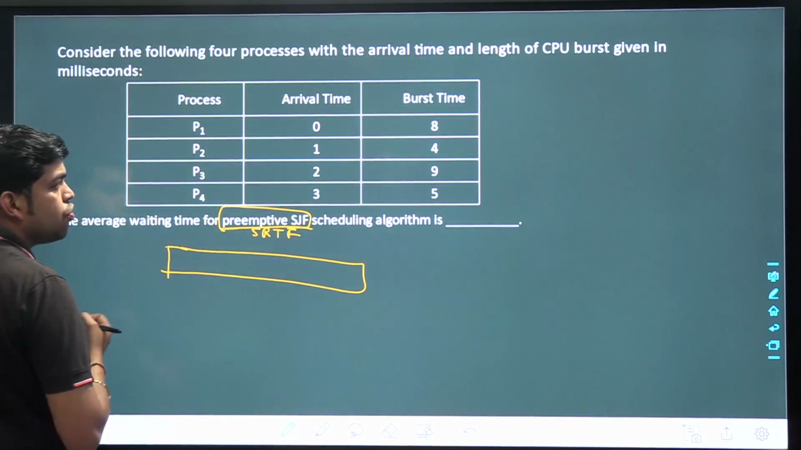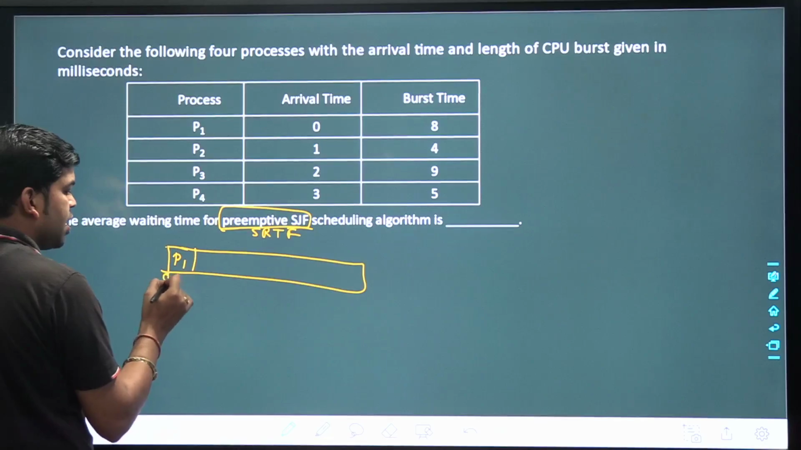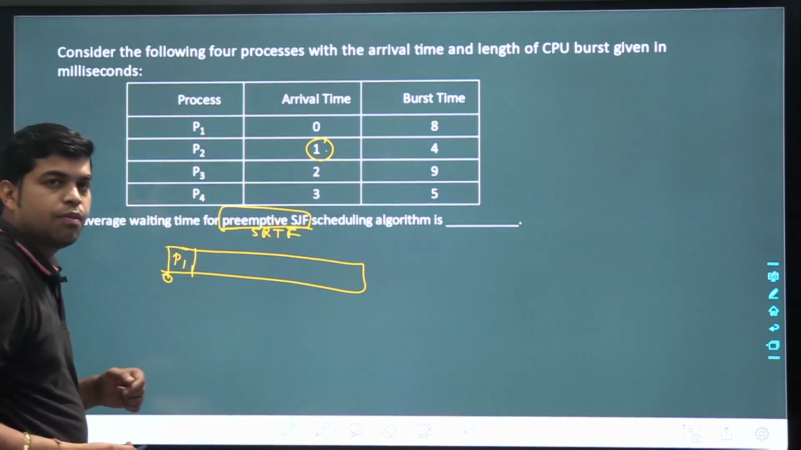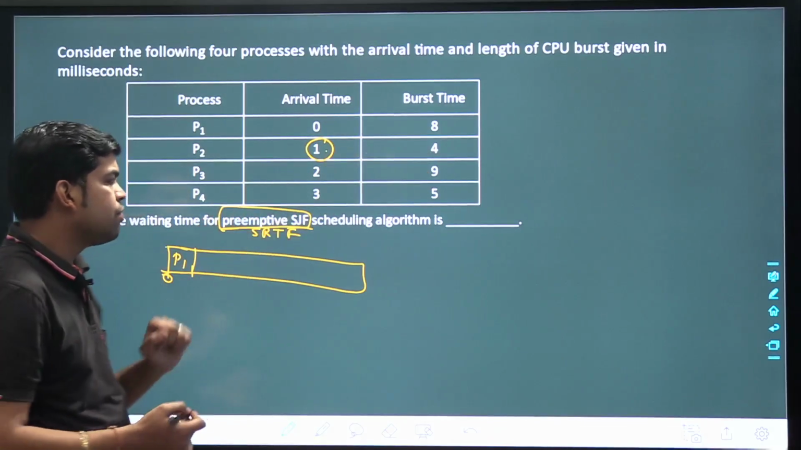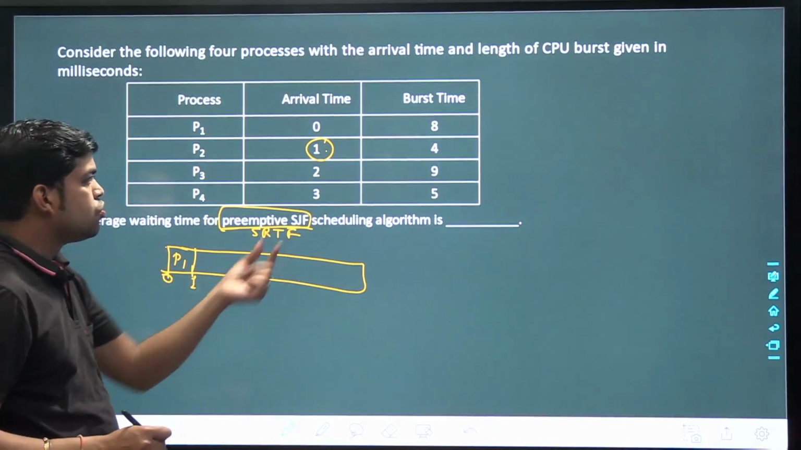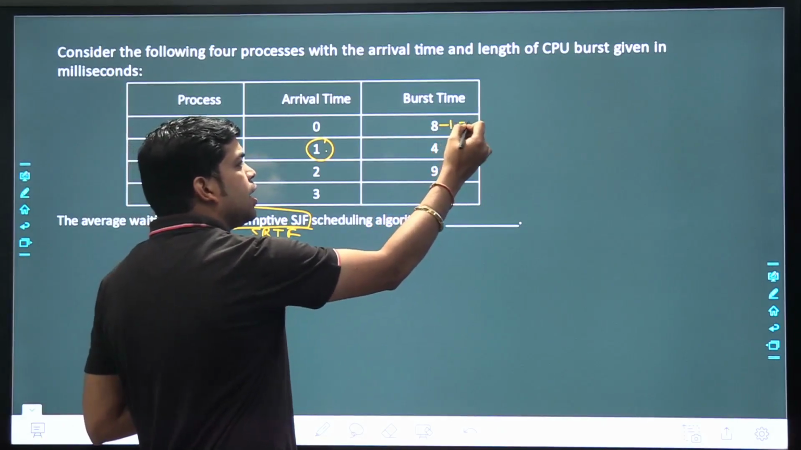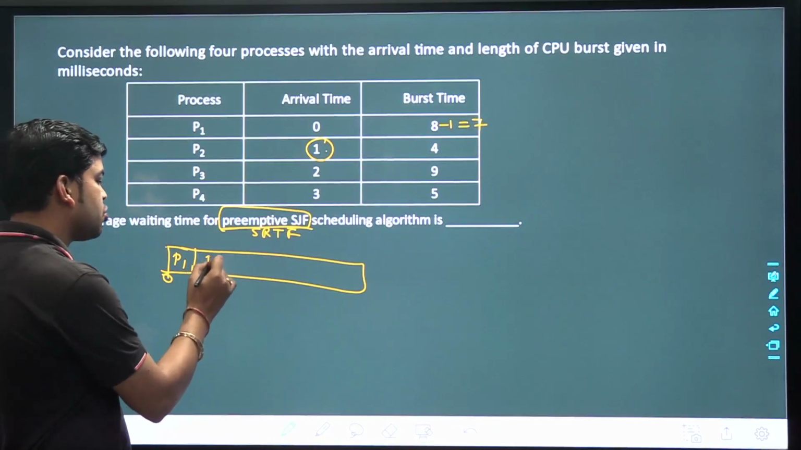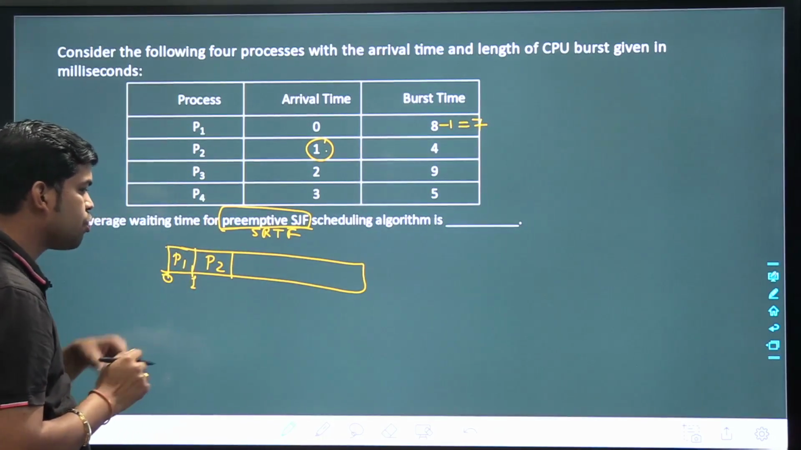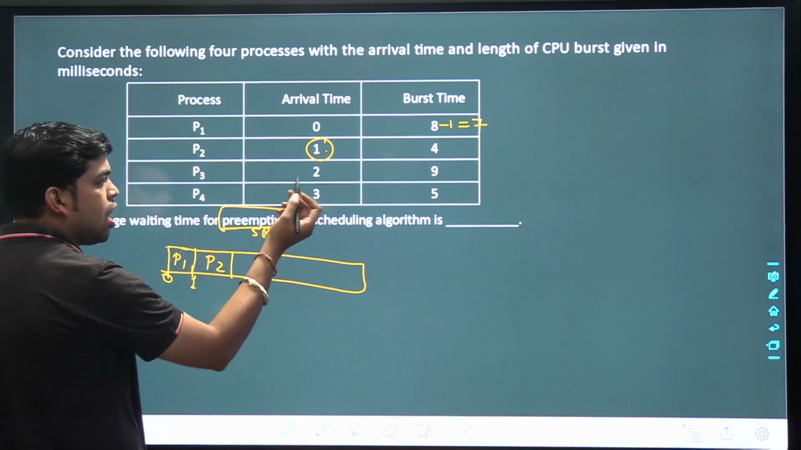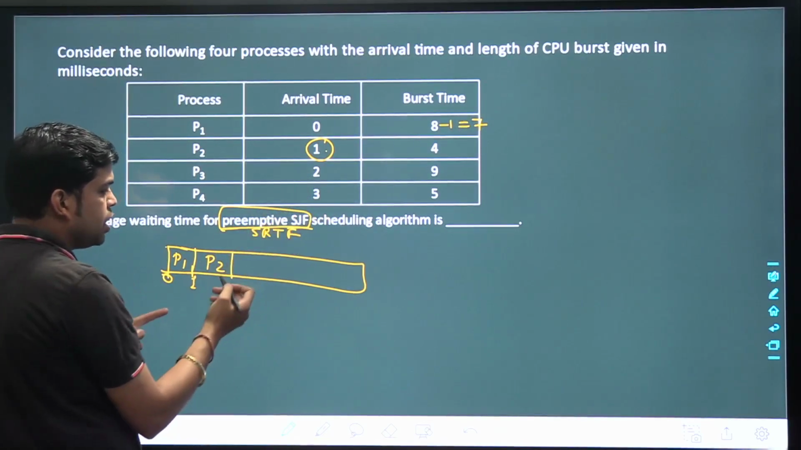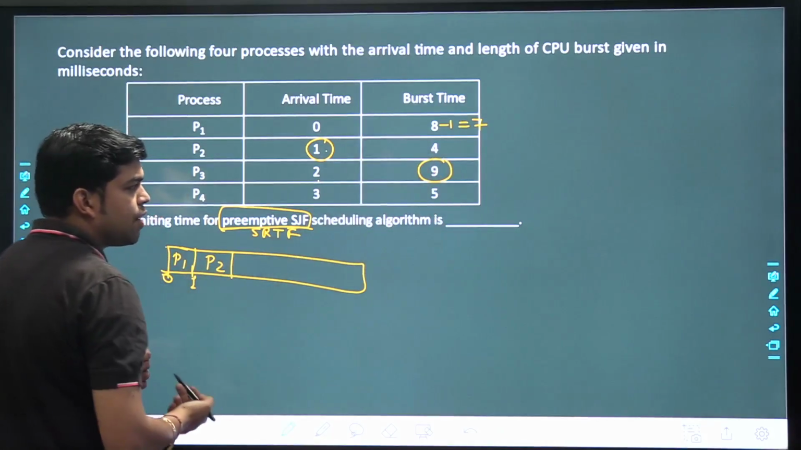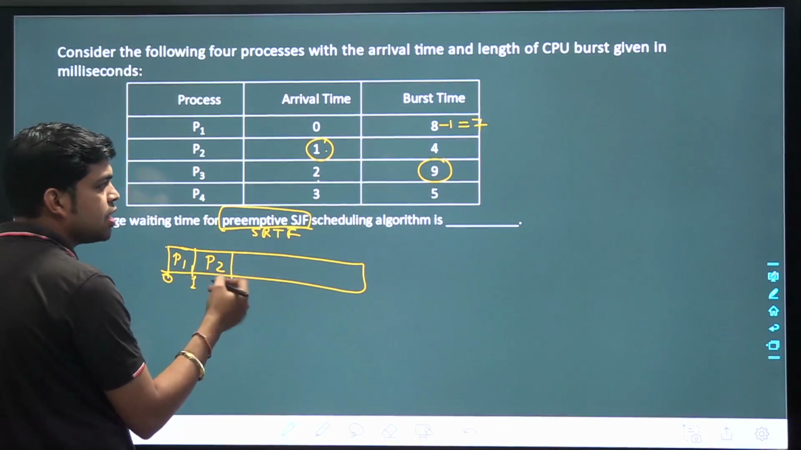Got it? So at time 0 only P1 is available. We execute P1 for exactly 1 time unit, because at 1 a new process arrives, so we need to compare. After that the remaining time of P1 is 7 and the P2 burst is 4, so the burst of P2 is less, so we execute P2 next. Now after 1 unit of time P3 also arrives, but the burst of P3 is greater, so we execute P2 continuously.